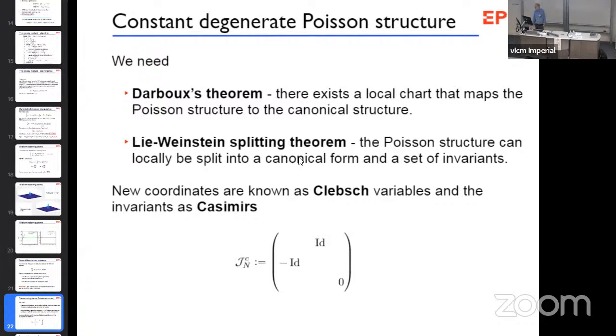And the other theorem, which is the Lie-Weinstein theorem, tells you that it is possible to split the dynamics into that of the active variables and the invariance. So a simple way of looking at it is to say that I should be able to find a map that takes my general Poisson operator and makes it into the skew symmetric part, the canonical part, and then some invariance. And in physics, this is well known. These new variables are called the Clebsch variables, and the invariants are called the Casimirs. And there's a big literature on that.